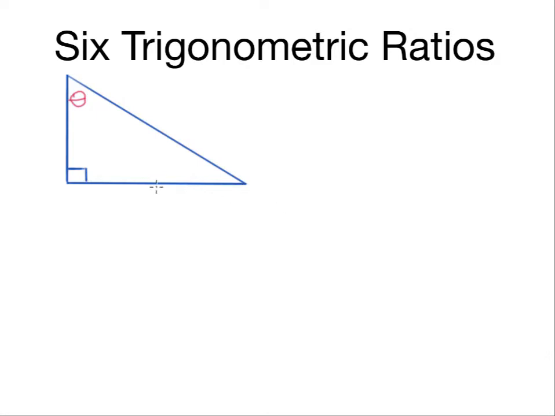Recall from our last video, we looked at the three basic trigonometric ratios, sine, cosine, and tangent. Well, in this video, we're going to learn the three reciprocal trigonometric identities, cosecant, secant, and cotangent, for a total of 6 trigonometric ratios that you need to memorize.